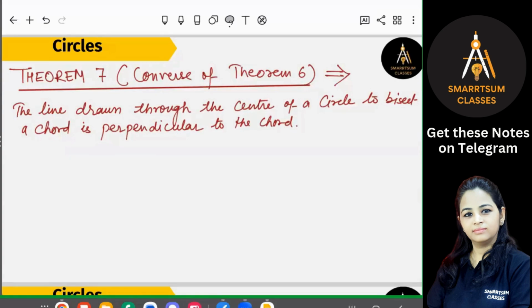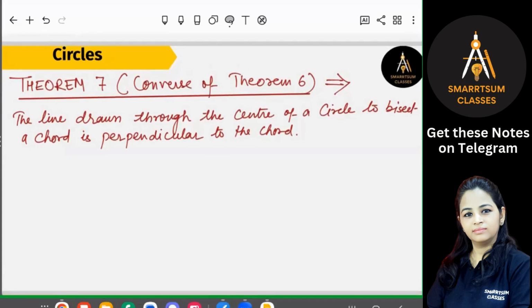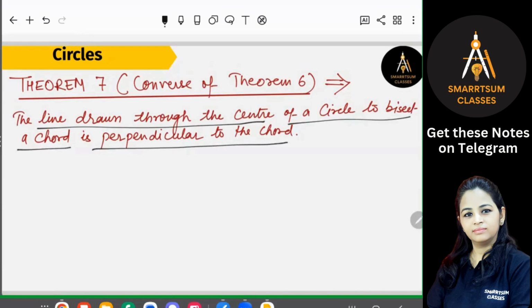Now let's see the next theorem, theorem number 7, which is the converse of the previous theorem. It says that a line drawn through the center of a circle to bisect a chord is perpendicular to the chord, right? So this is the converse of the previous theorem. Here we have a chord in the circle, and we draw a line from the center which bisects the chord, and this line will always be perpendicular to the chord.